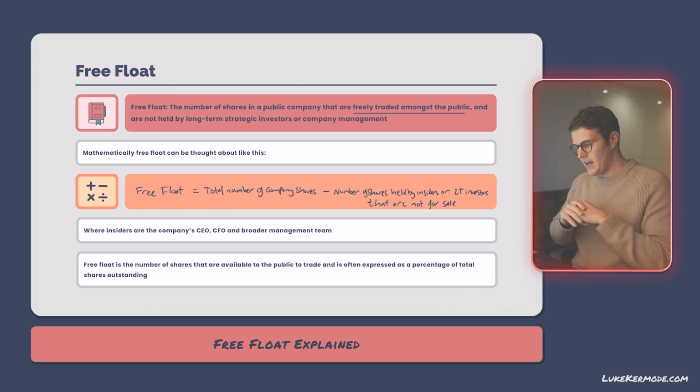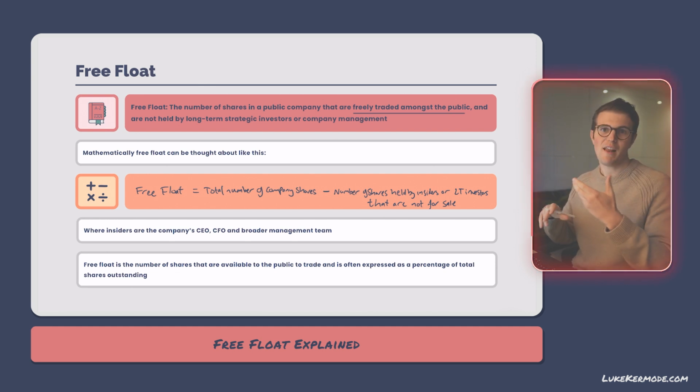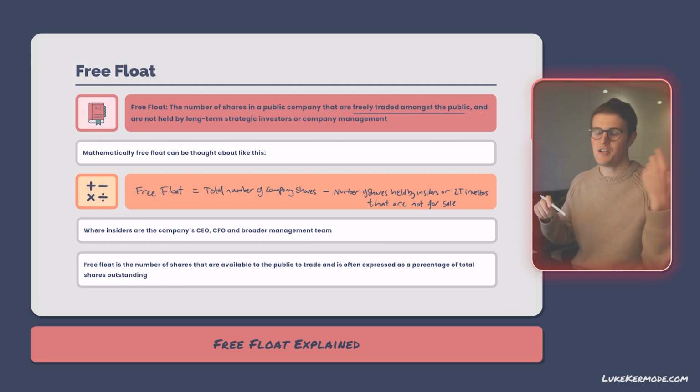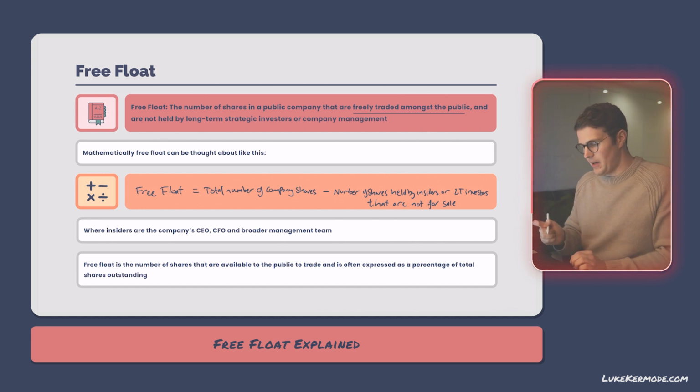So the shares that are held by the CEO, the CFO, the executive level management, founders, and then the external parties that are holding the shares for the long term. That's typically private equity firms, venture capital firms, and asset managers who are holding the shares for strategic reasons. That's basically how I would think about it: the number of shares available to the public to trade, often expressed as a percentage of total shares outstanding.